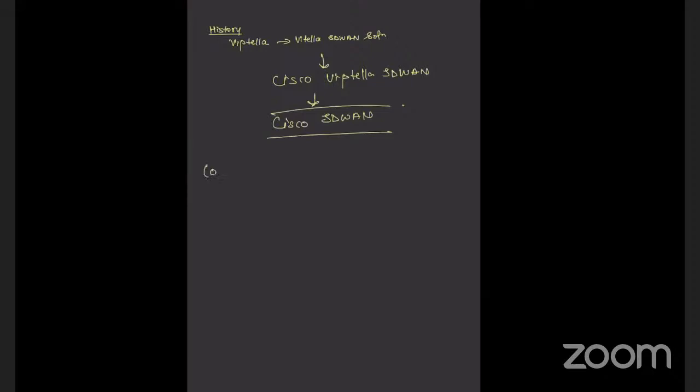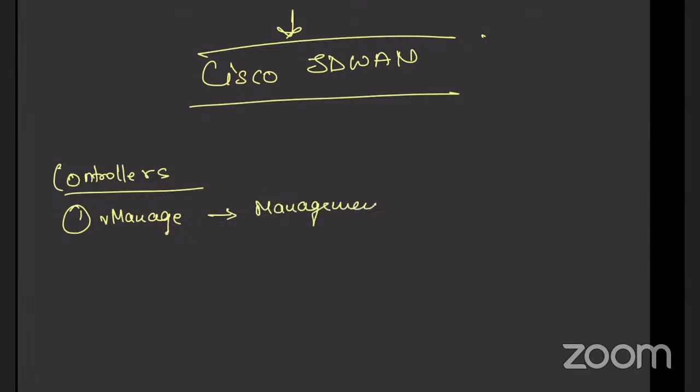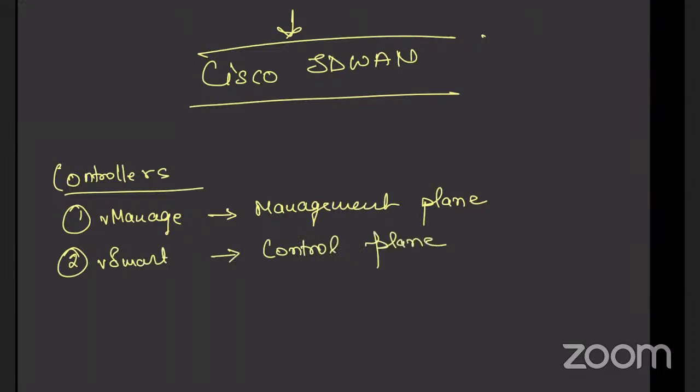Now if we talk about controllers, you have three controllers in the SD-WAN solution. One is vManage, which is in the management plane. To manage the complete infrastructure, this is the controller where you log in. Another controller is vSmart, which is in the control plane, and it uses the control plane to build your tunnels and all that. The third controller is vBond, which comes in the orchestration plane.